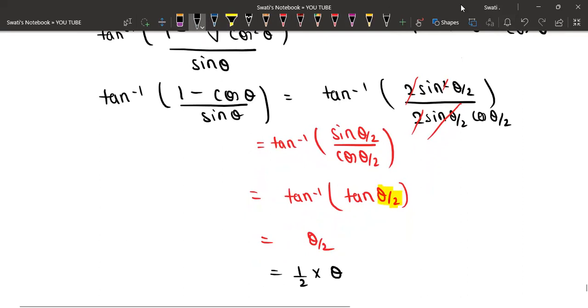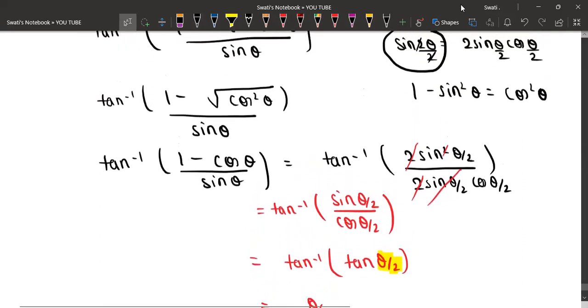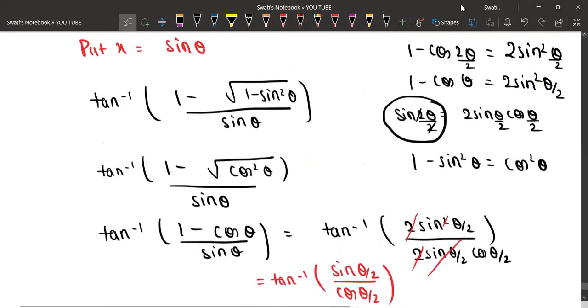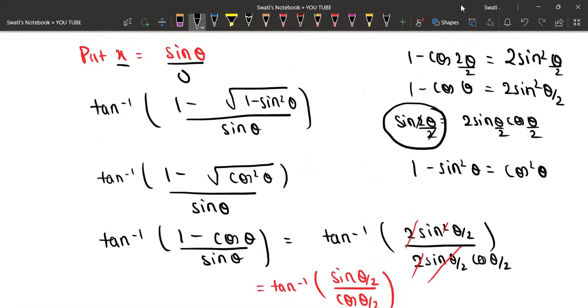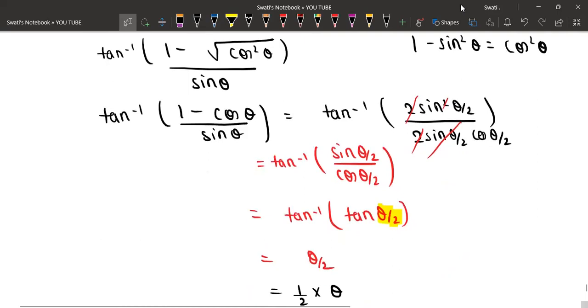Now, do you remember at the place of theta, we had basically substituted this theta with something. Let's check. So we had substituted x equals sine theta. So what is the value of theta from this? The value of theta from this is sine inverse x, right? So therefore, I can write down at the place of theta sine inverse x.